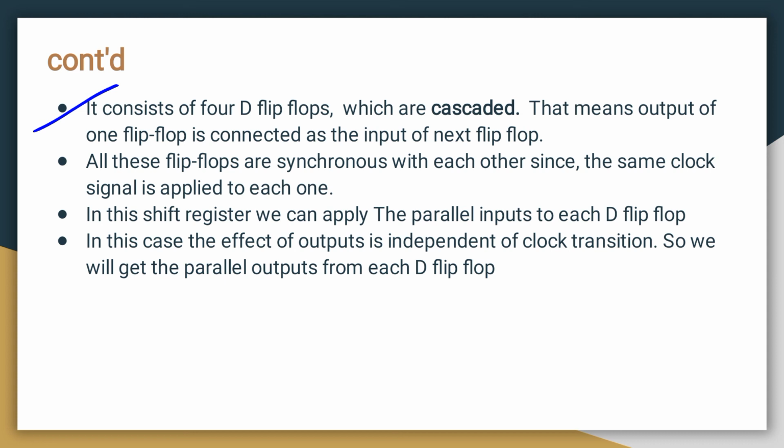So it consists of 4 D flip-flops, cascaded. Synchronous one, same clock applied. All the inputs in a parallel manner without any dependence on clock transition, that is there is no shift. So we will get the parallel output at each D flip-flop. So this is about the PIPO.